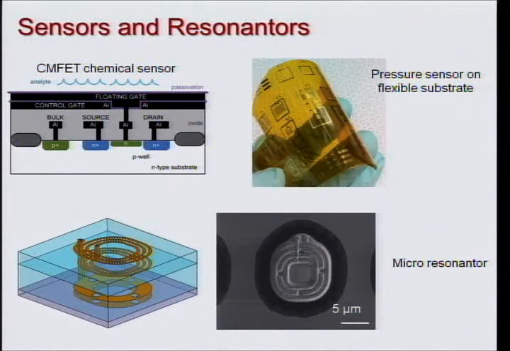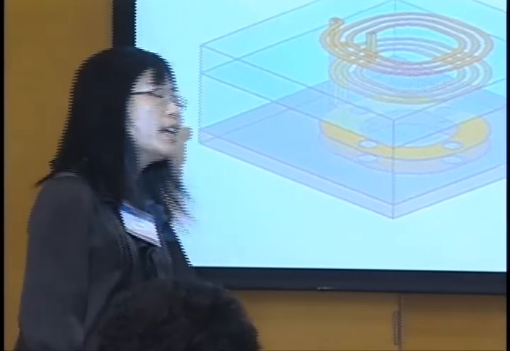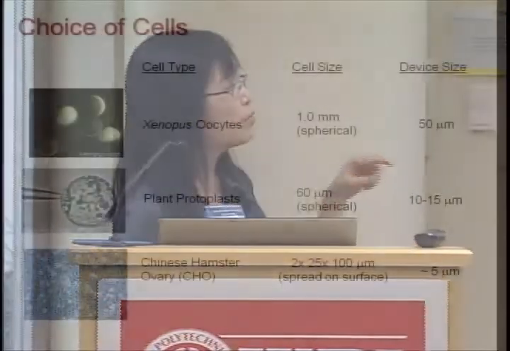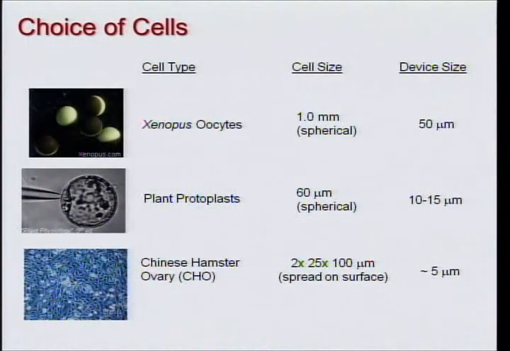So this is the pH sensor. We also build a pressure sensor on a flexible substrate. But they are large, on the scale of 1 millimeter. It's just not enough to fit in the cell. So at the same time, we build resonators on the scale of 5 micrometer. Each resonator will resonate at a different frequency, and we are going to put those resonators into plant cells. Right now, we use a two-step micro-injection to inject those resonators into the plant cells.